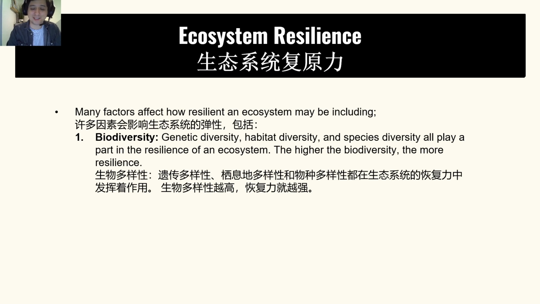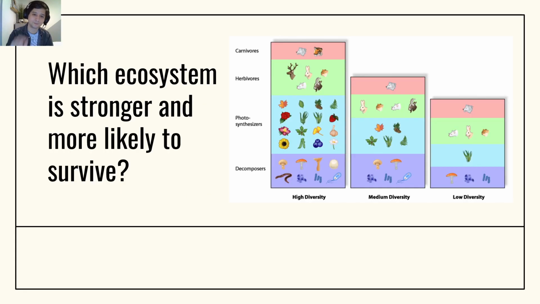So the more habitats there are and the more types of habitats there are, the more biodiversity there is. And then species diversity. They all play a part in the resilience of an ecosystem. The higher the biodiversity, the more resilience. We will talk more about biodiversity in the future and go into it more in depth, but just know that for now, it's very important for ecosystem resilience. The more biodiversity there is, the more resilient your ecosystem is.